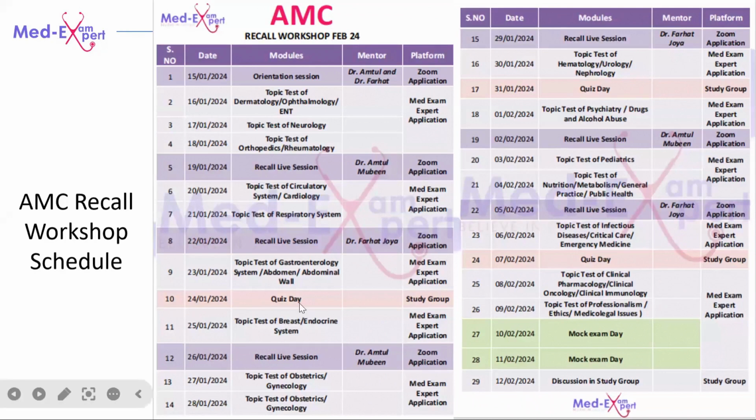Also, we're going to have quizzes, and your first quiz will be on the 24th. Your next quiz will be on the 31st, and your next quiz will be on the 7th. So there will be 3 quizzes conducted in the study group. And at the end of the workshop, we are going to conduct mock exams, and these mock exams will be really like your real exam. There will be 150 questions that you need to attempt.